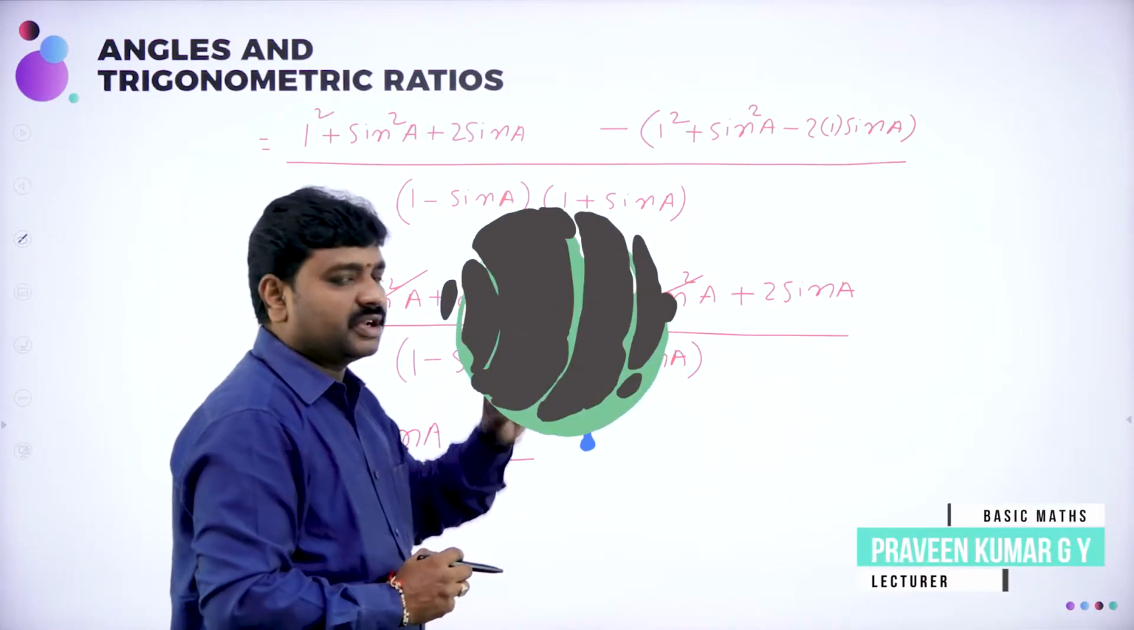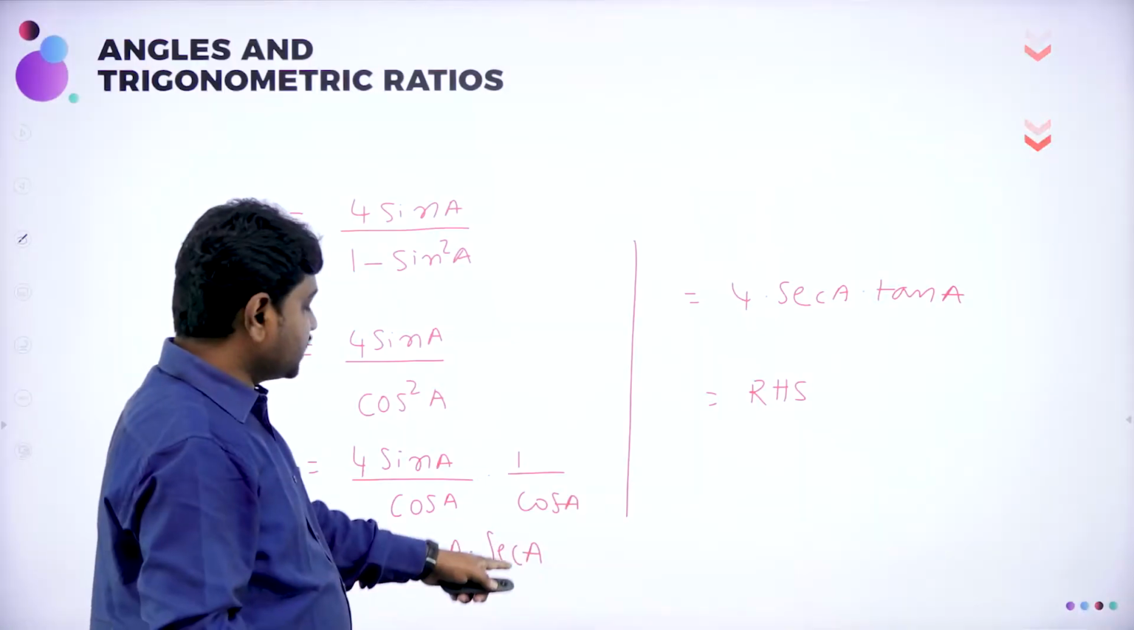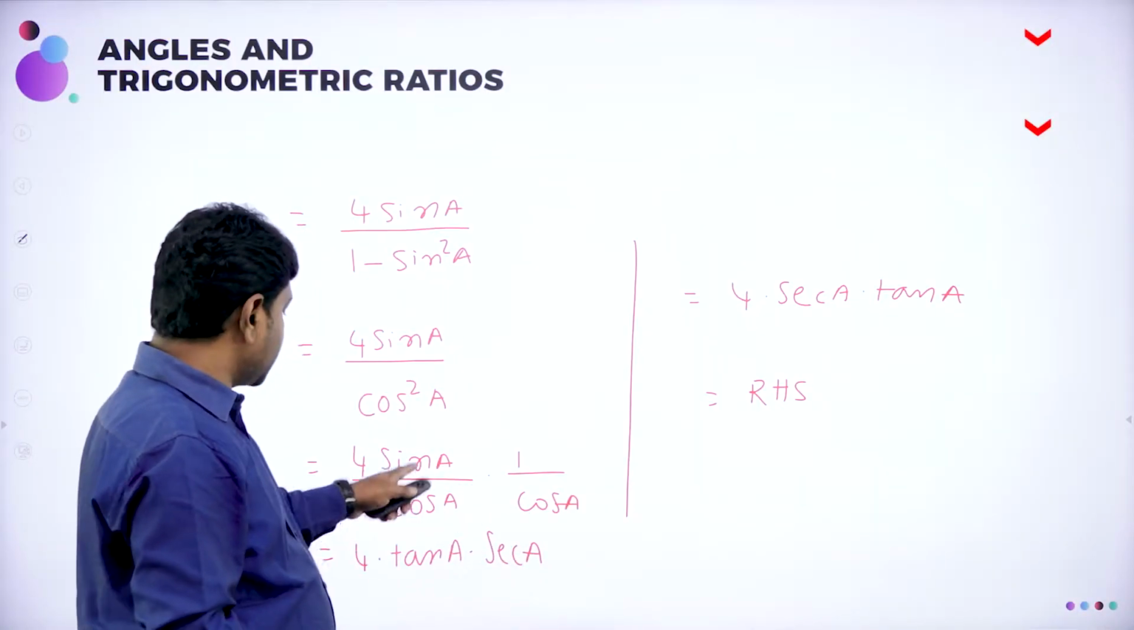A plus b into a minus b. What is a plus b into a minus b? A square minus b square. 1 by cos is secant. Reciprocal of cos is secant. Sin by cos is tan.